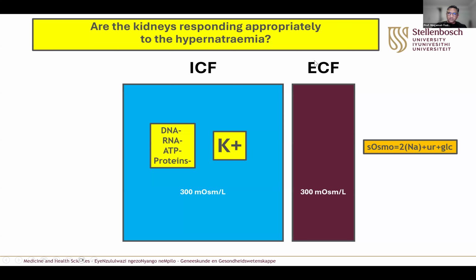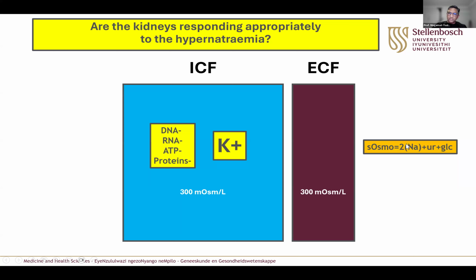Now, what is the main osmole of the ECF compartment? So just to remind everyone, the serum osmolality is calculated using the sodium concentration plus urea plus glucose. The reason we use these three molecules is because they are in significant quantities in serum. Yes, there's a little bit of magnesium and calcium, but the concentrations in blood is so low, it doesn't really contribute to the osmolality in a large way.